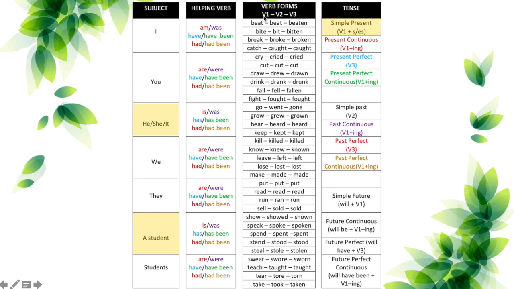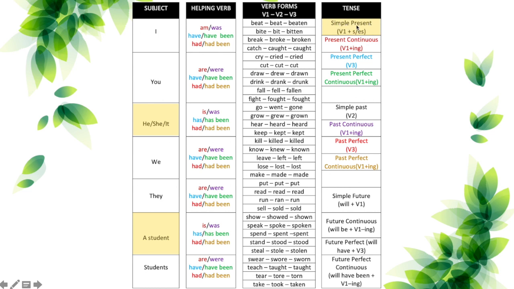Beat will be your V1. Beat again is your V2. Some people say bait. There is no word called bait. It's beat. Beat, beat, beaten. And beaten would be the V3 form. So similarly, I have given you a couple of verbs here. Just have a look at it. Now coming to the last word, that is helping verbs. You don't use helping verbs every time. And when do you use it? I'm going to tell you in a while. So let's first do the simple present tense.